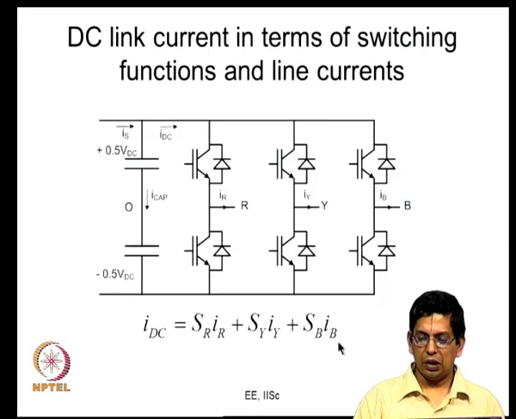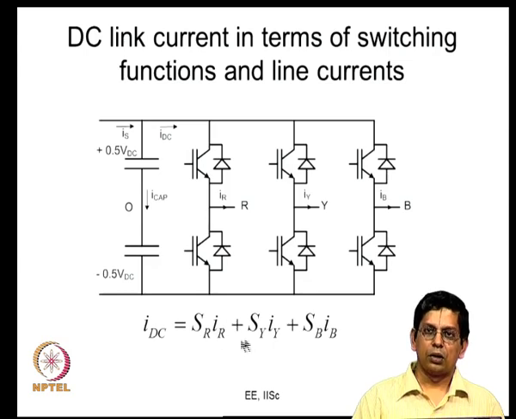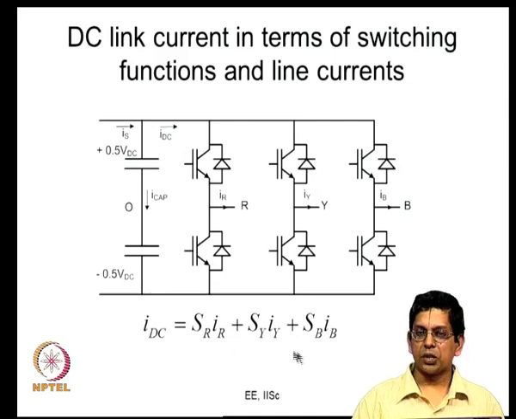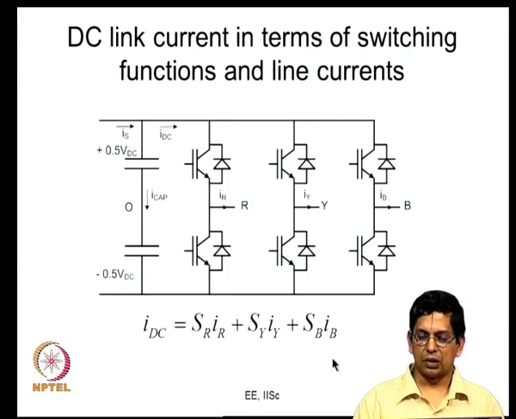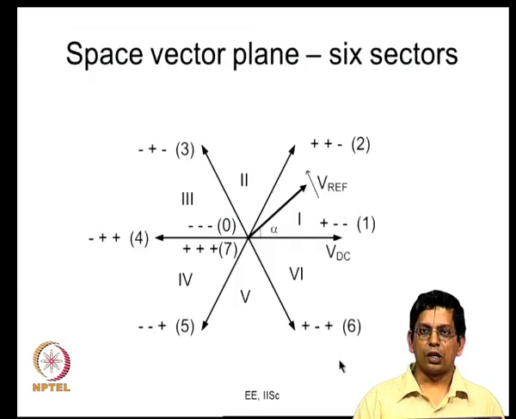So, what we will do here is consider only the fundamental components to make the calculations easier, because the contributions of the harmonics flowing in R, Y and B will be low when you are talking about high frequencies, low meaning low compared to the fundamental component, and their contribution to the IDC is going to be negligible. So, this is the equation for the instantaneous DC link current in terms of switching functions and the 3-phase line currents. So, we go further now.